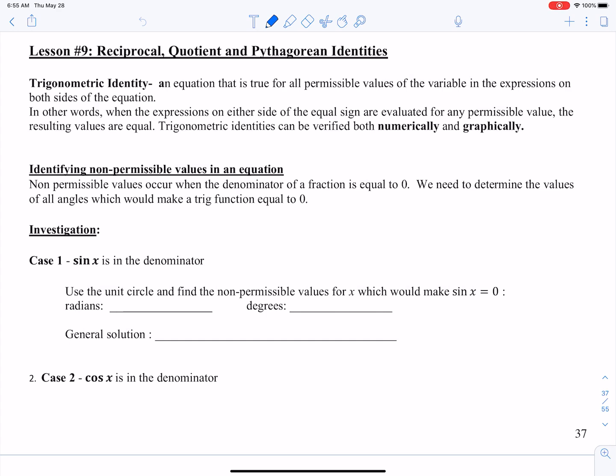So what we're going to be dealing with today is identities. So what is an identity? It's an equation that's true for all permissible values of the variable in an expression on both sides of the equation. In other words, when the expressions on either side of the equal sign are evaluated for any permissible value, the resulting values are equal. Trig identities can be verified both numerically and graphically.